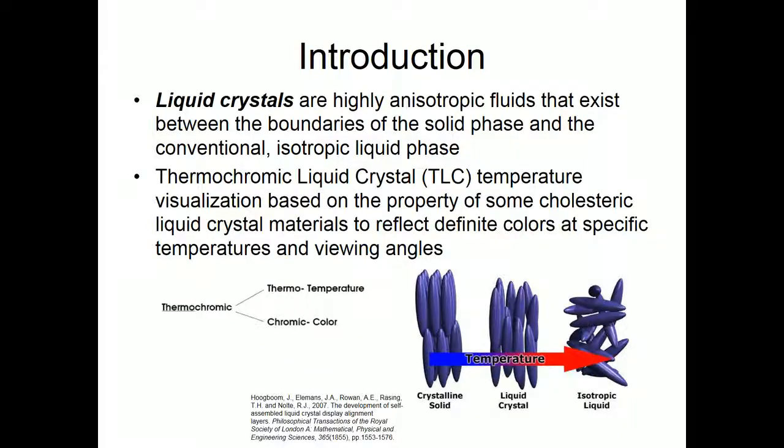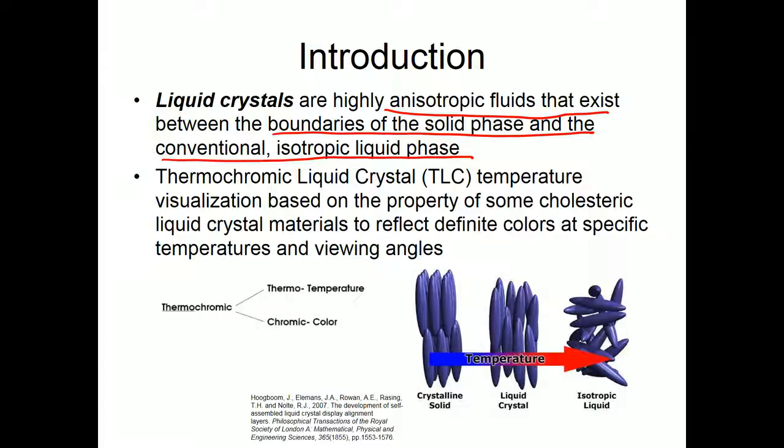So, if you look at the slides now, you will find what liquid crystals are. Liquid crystals is something that you already know, right? You see it, for example, in LCD TVs, which are usually made out of liquid crystals. So, liquid crystals are basically highly anisotropic fluids that exist between the boundaries of the solid phase and the conventional isotropic liquid phase. So, it is neither solid nor liquid, it resides somewhere in that boundary, right?